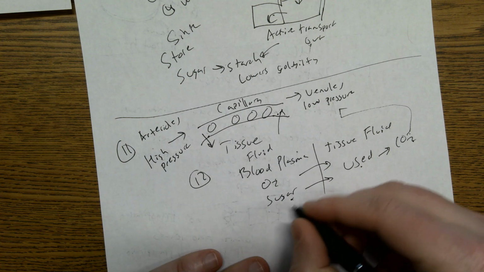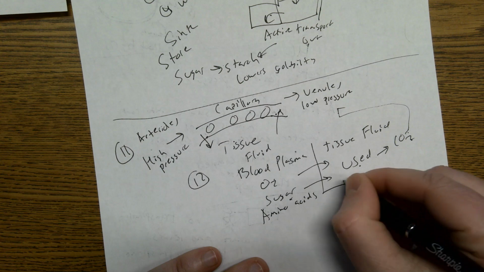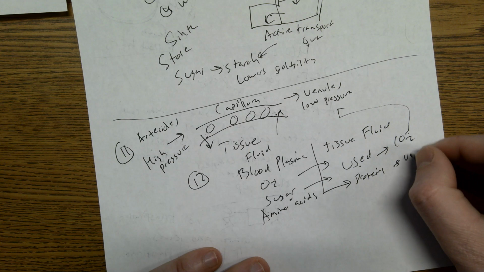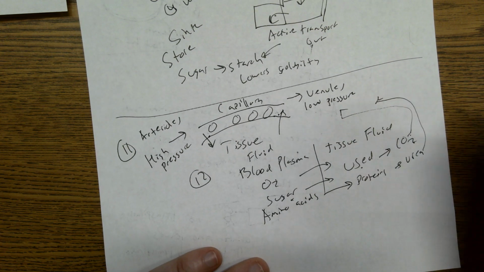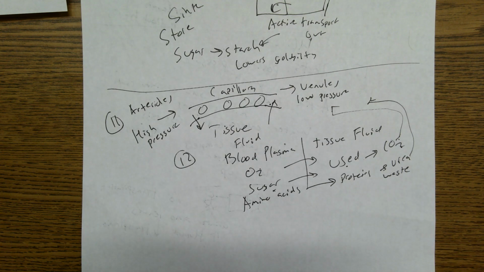We knew that. You're bringing amino acids, and you're turning those into proteins, and then some of those proteins are broken down, and they're turned into urea, or also just, we can call it waste. So there's waste being created in the tissues, and then that's being sent back into the venules.